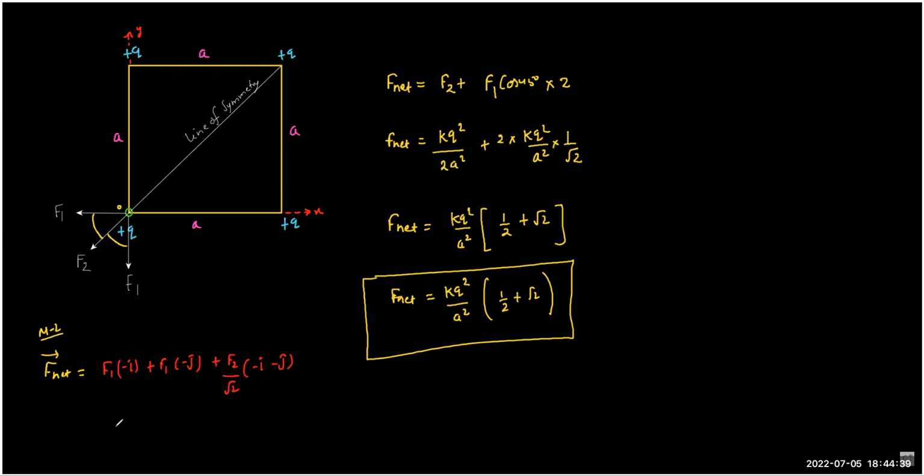Also, you can see numerically that F2 is F1 by 2, because root 2a square becomes 2a square, which is exactly half. So the adjacent charges apply force double that of the diagonally opposite charge, as is obvious from the values.